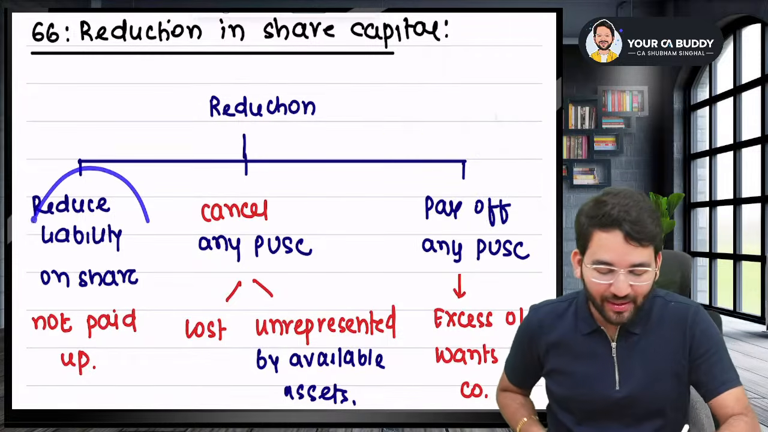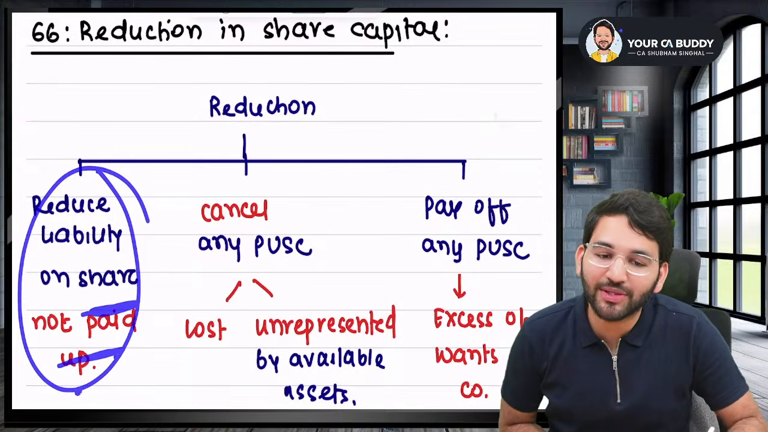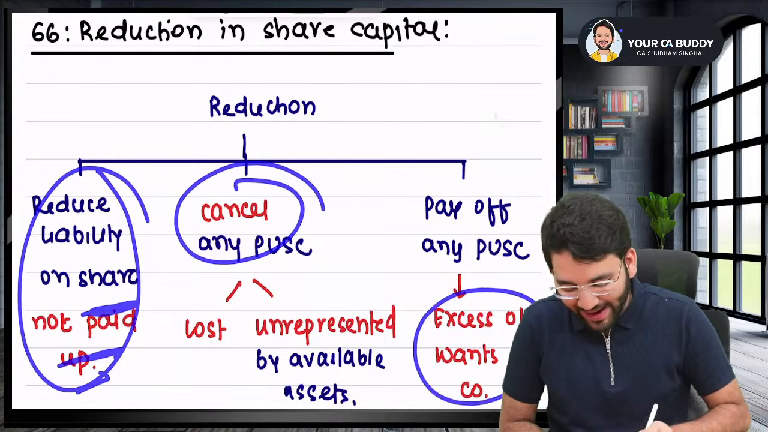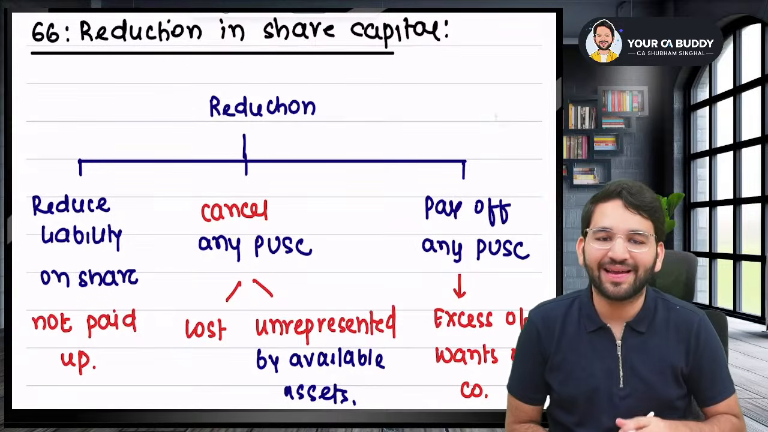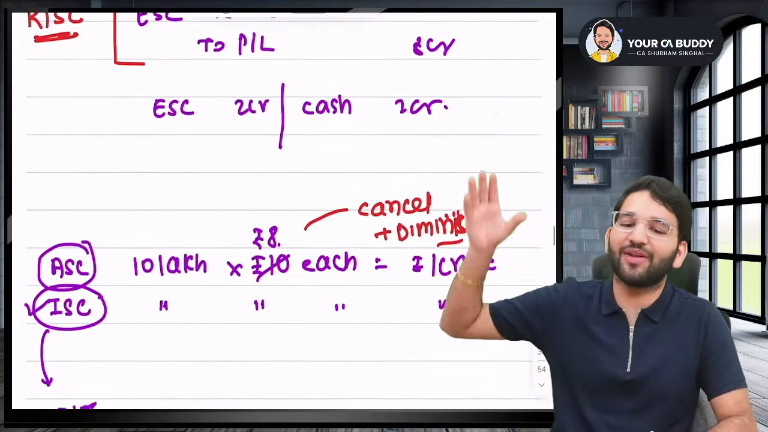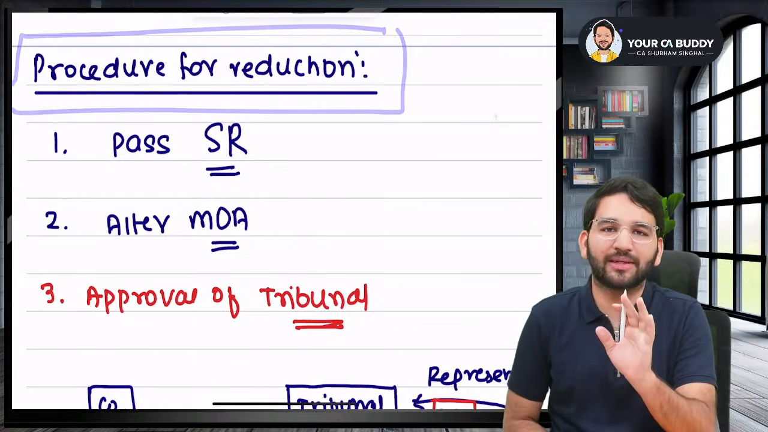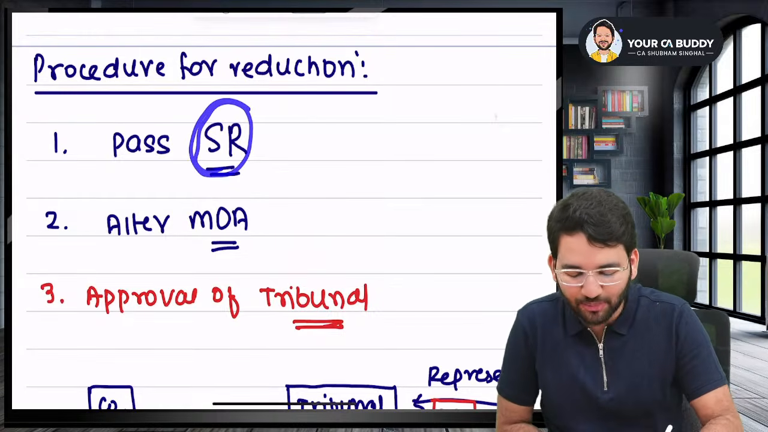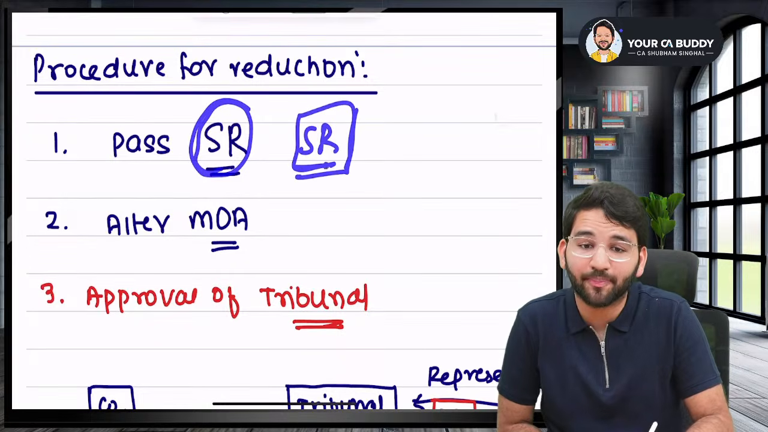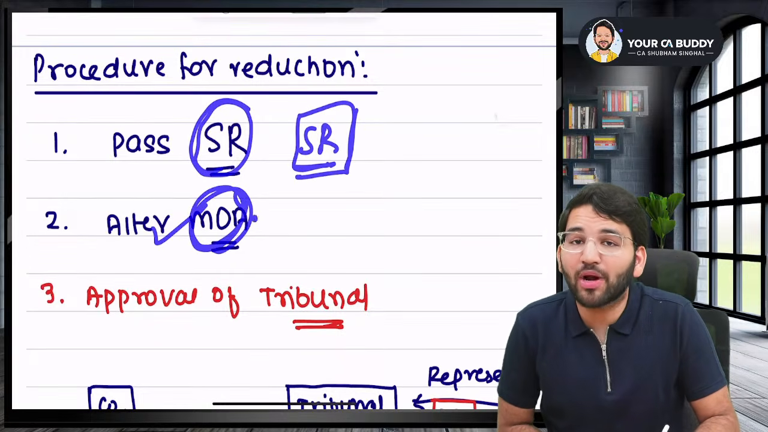So either you reduce liability on the shares which is not paid up, or cancel the excess that you have, you refund them. In that case, it leads to reduction. I have given you an example for each one of them, sir. Now, what is the procedure for reduction? It is very simple, sir. Number one, you will pass a special resolution. Shareholders' approval is a must. You will have to alter your memorandum of association.